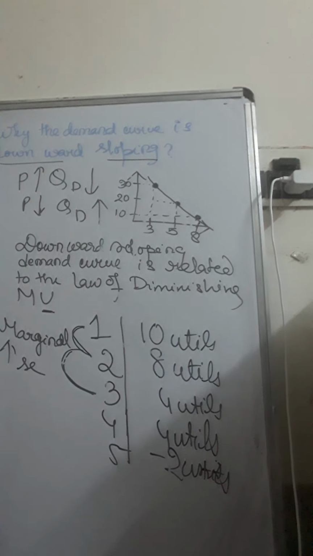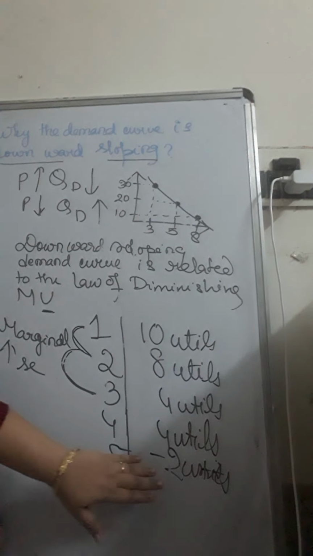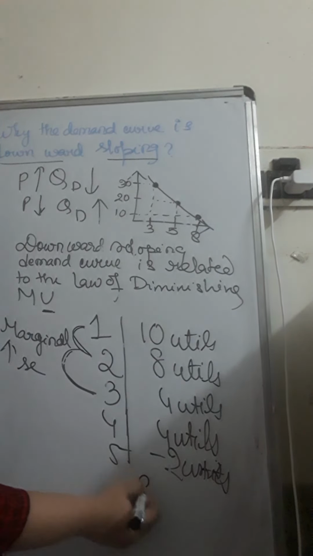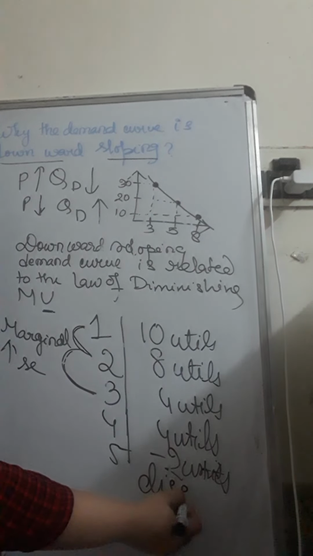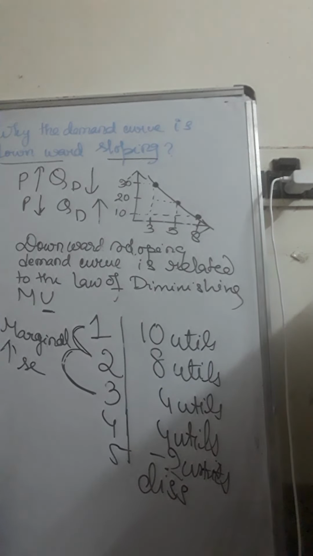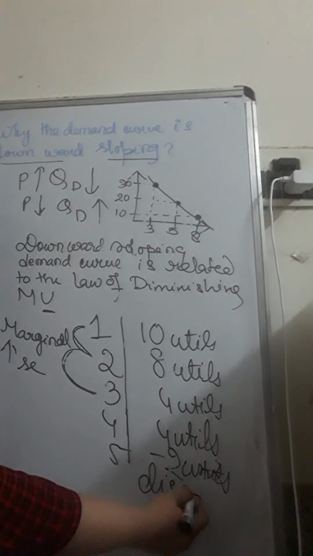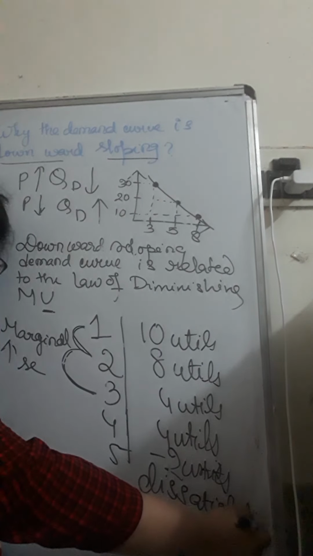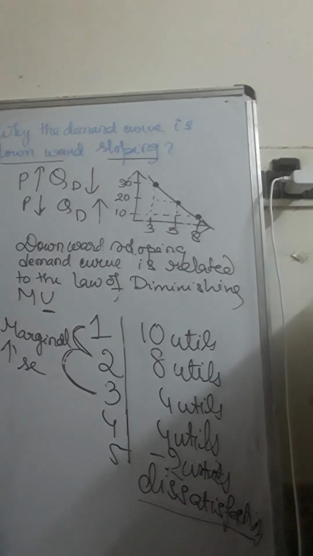Now 5th glass, what happens? When you consume the 5th glass, you are getting negative utility. Negative utility means instead of satisfaction, now if you consume, after 3 to 4 glasses, if you consume water, what happens? You feel like vomiting. That means it gives you dissatisfaction instead of satisfaction. So you are now dissatisfied.